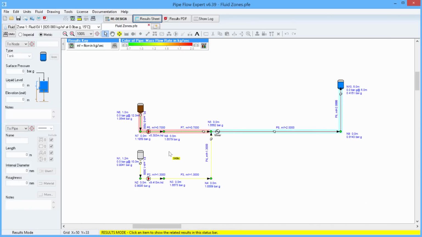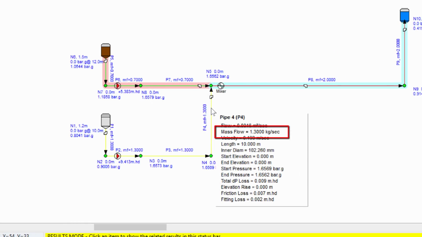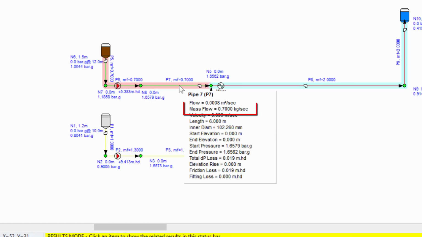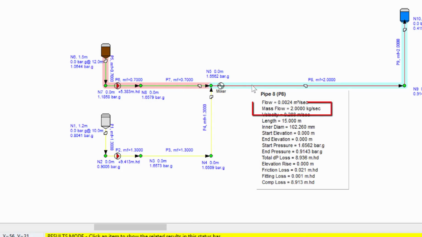The conservation of energy principle tells us that mass flow into a node must equal mass flow out of a node. We can see here that node 5 is the node where the two entering fluids mix into the third fluid, and we can see that the mass flow from fluid zone 1 is 1.3 kilograms per second. The mass flow from fluid zone 2 is 0.7 kilograms per second, so these should equal 2 kilograms per second for the mass flow in fluid zone 3, and we can see that that is what Pipeflow Expert has calculated.